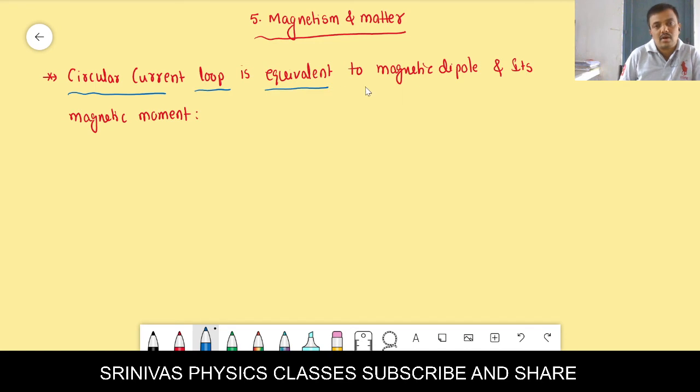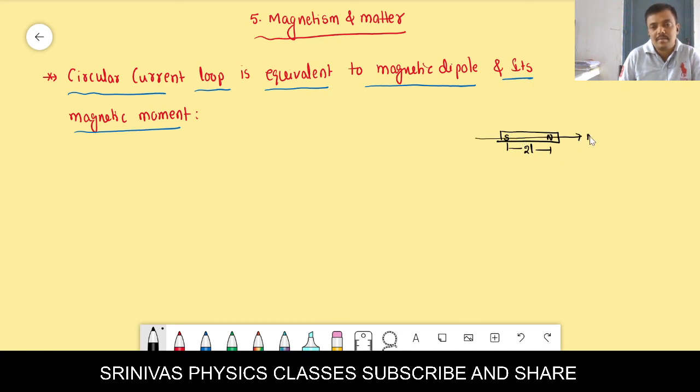Circular current loop is equivalent to magnetic dipole, and its magnetic moment I am going to derive. What is magnetic dipole actually? Magnetic dipole means a magnet, it has a south pole and a north pole. This magnetic length is 2L, and magnetic moment is capital M. Every magnet has two poles. That pole has the ability to attract or repel another pole, that is called the pole strength. The magnetic moment formula is pole strength into magnetic length. This is the magnetic dipole moment.